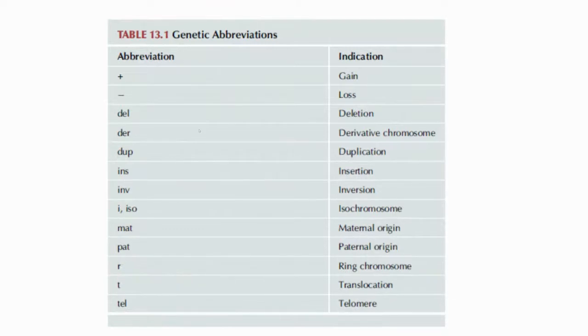And this is the genetic abbreviation. Okay, so for example, if you see DEL, that means deletion. DER, derivative. Duplication, insertion, inversion, isochromosome, maternal origin, paternal origin, and ring chromosome is R. Translocation is T, and TL is a telomere. All right. So these are some abbreviations that later you will see in some examples. Okay.